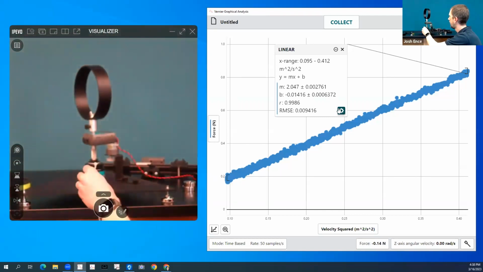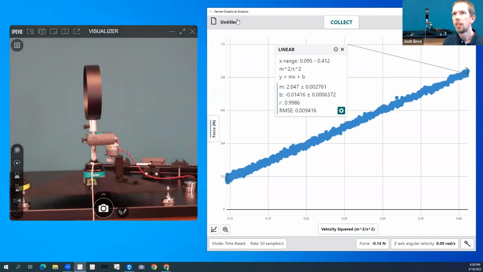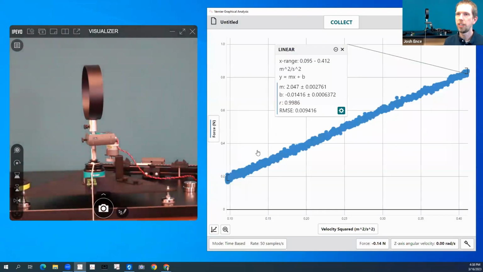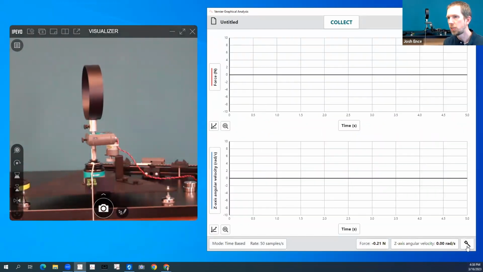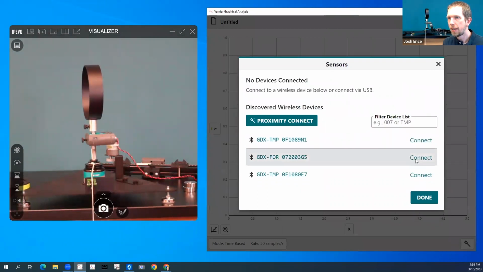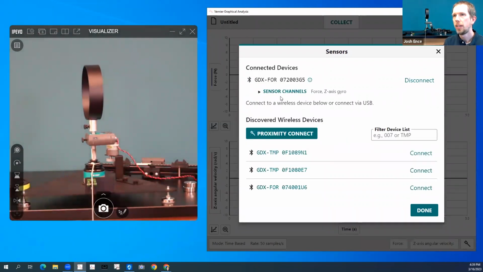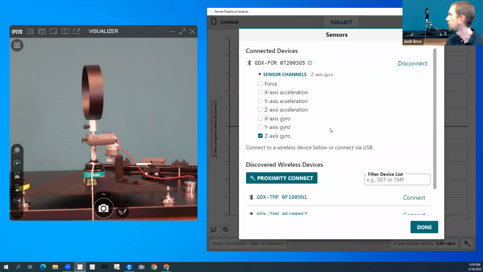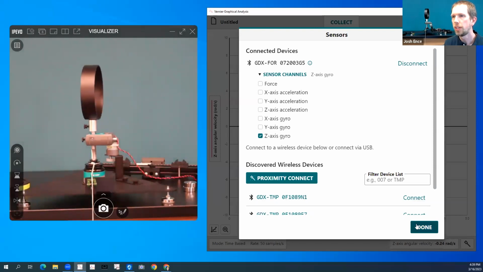And now I'm going to go to graphical analysis. I'm just going to go to a new experiment here. This data is nice, but not enough to save. And I'm going to switch the force and acceleration sensor that I'm using. In this case, I only want the z-axis gyro. The force sensor isn't connected to anything. All I'm looking for is this rotational speed.